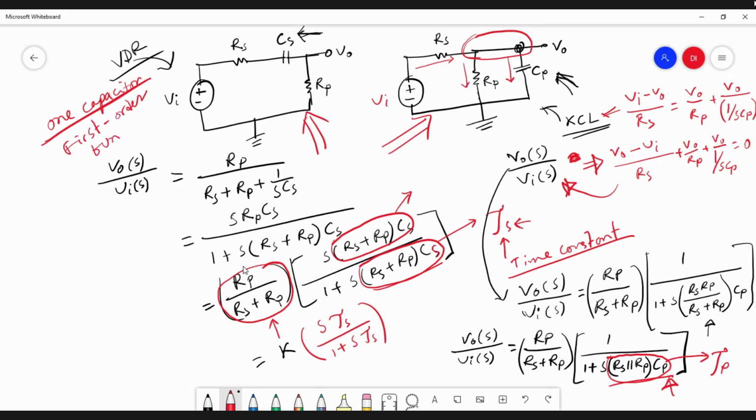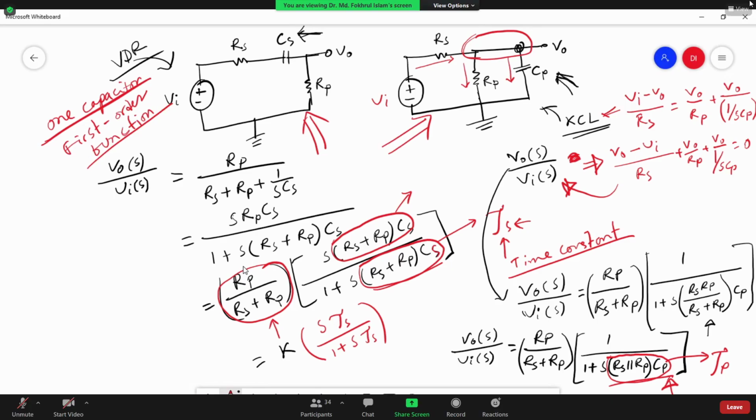For the time being, we will analyze with the first order function. Later on, we will consider this first order effect, and we will see the second order, third order, or multi order functions. So using a single capacitor function is called a first order function, or first order transfer function.